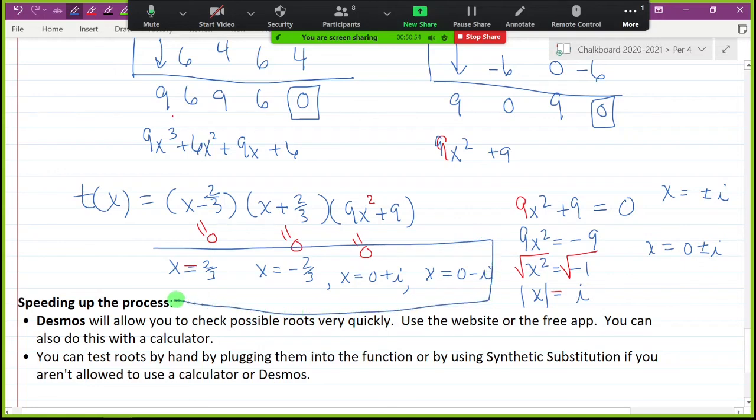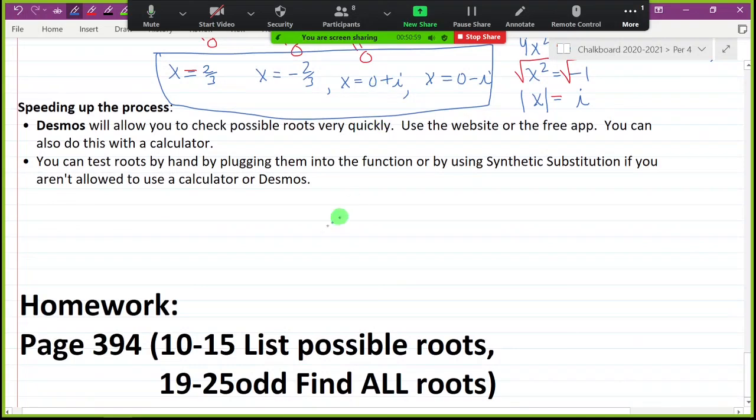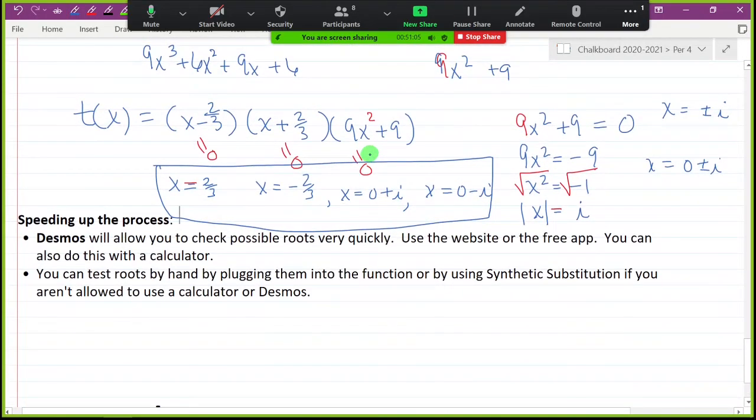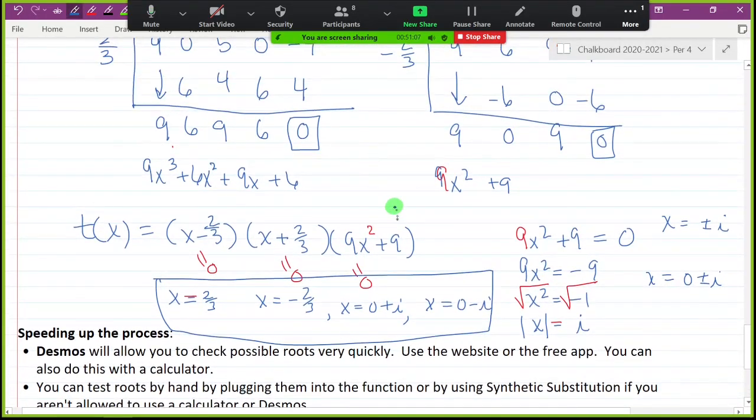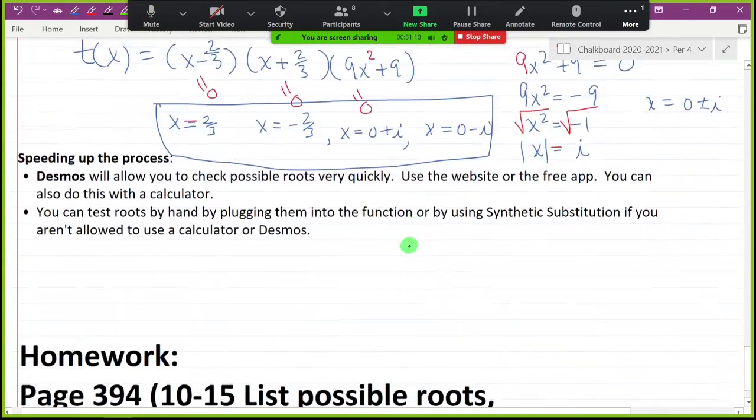And for the second half of the homework, you have to go all the way. So for the first half, the first few questions, just give me the list of possible roots. For 9 through 25 odd, you're going to actually use those roots, plug them into Desmos or a calculator, and use them to do the factoring like I just did here. Okay, we're done.